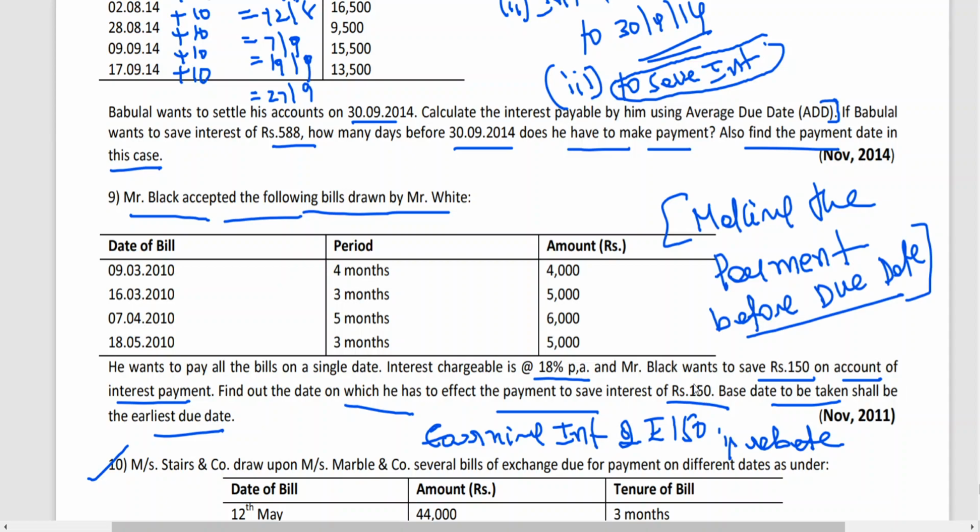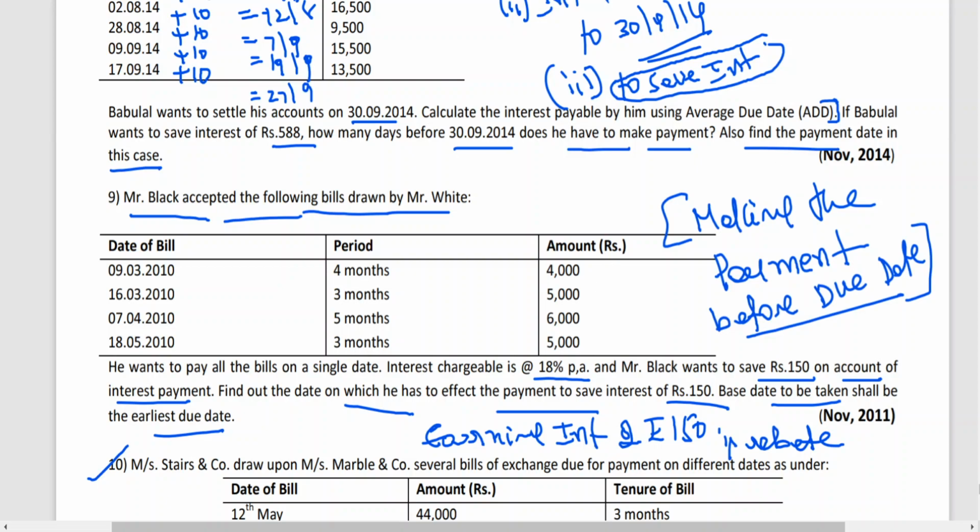Generally I've given this example. Long back BSNL gave an example: if you make payment before the due date of your telephone bill, you can save 1% on the bill amount, a 1% concession. Like that, here you want to save 150 rupees. How many days before do you need to make a payment? For this, first of all, you should calculate the average due date as it is. How to calculate the average due date? You all are aware of it.